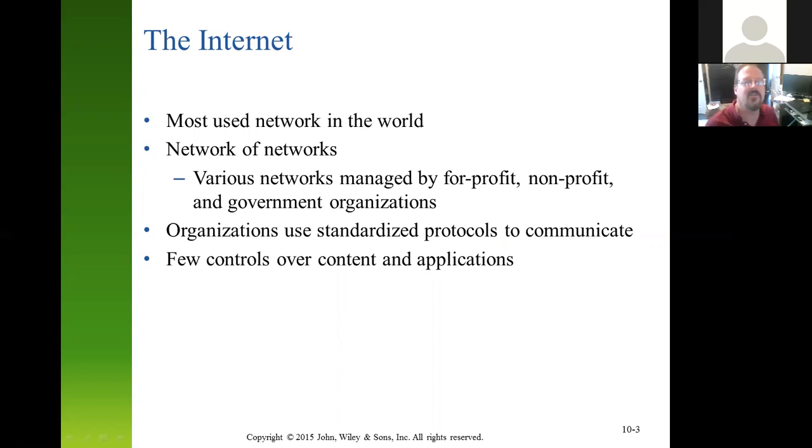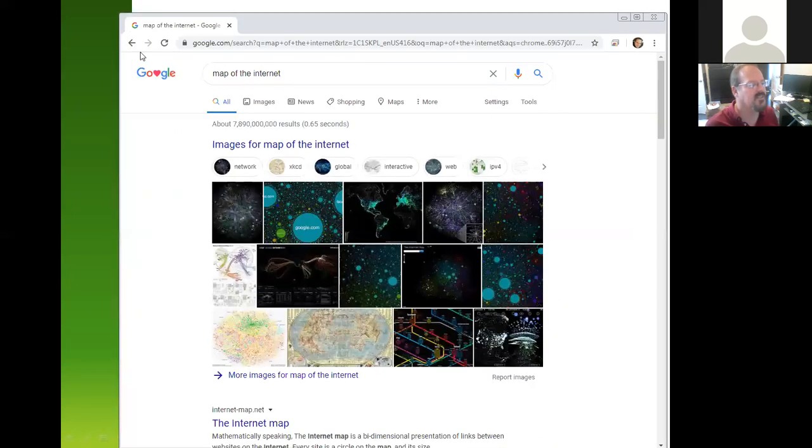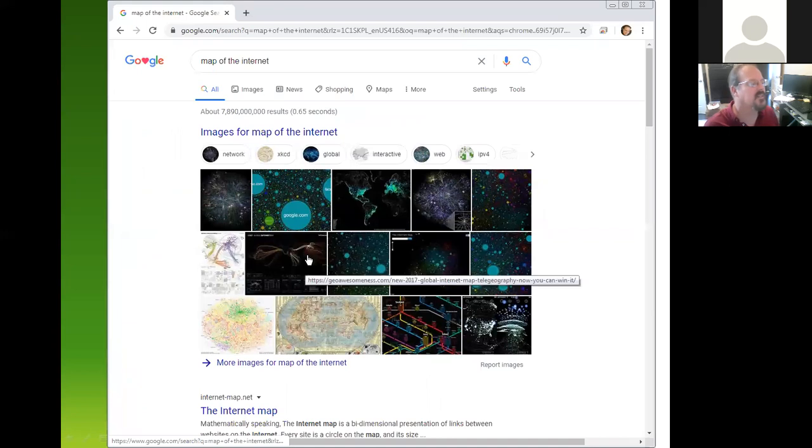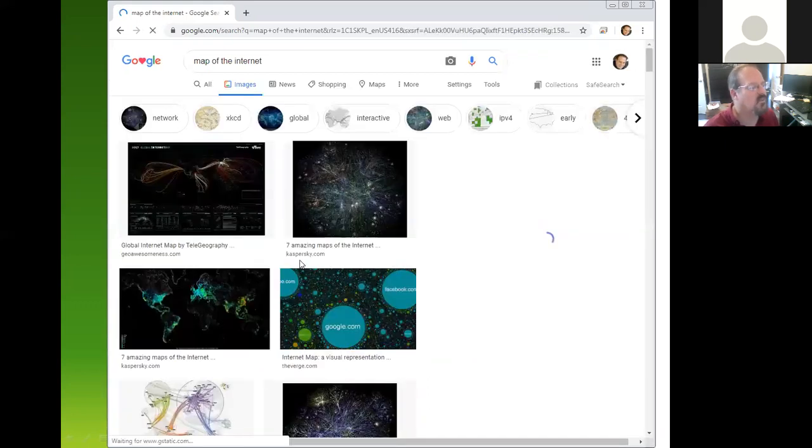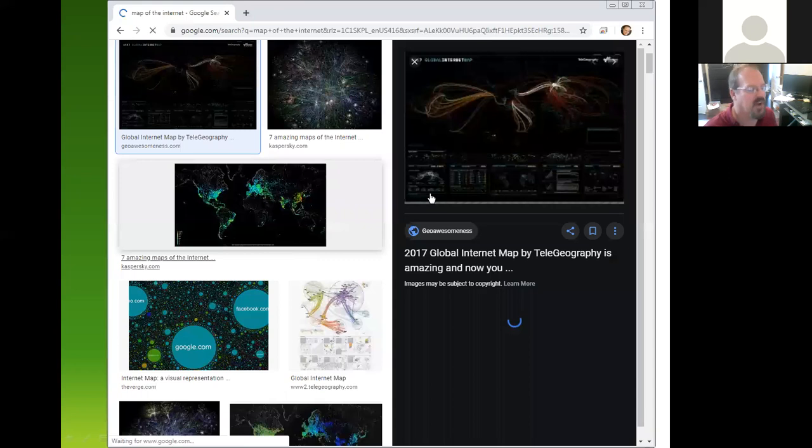See if I can Google for one real quick. There's all different kinds of things that call themselves an internet map. They start to look like the COVID-19 map after a while. And there's more than one internet, by the way. Keep that in mind too.